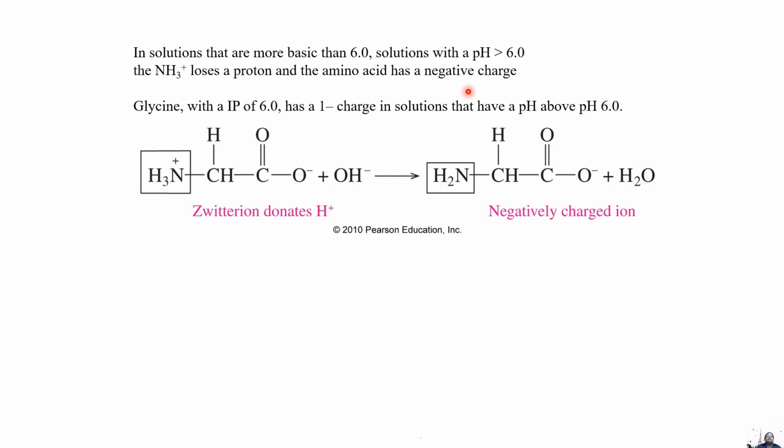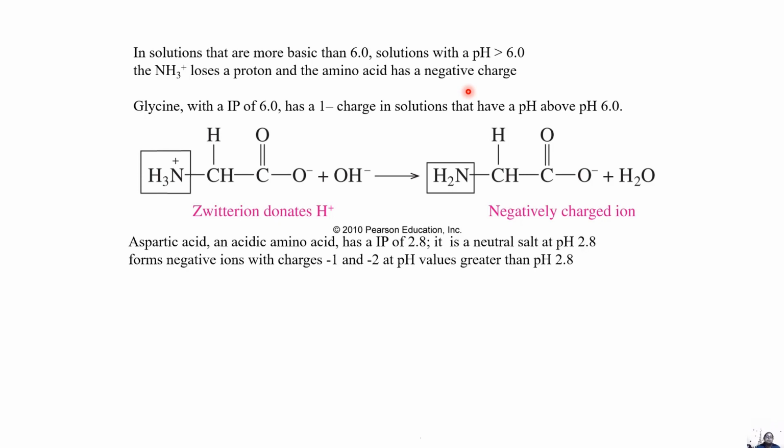In solutions that are more basic than 6, with a pH greater than 6, the NH3+ will lose a proton and the amino acid will have a negative charge. So, for example, glycine with an isoelectric point of 6 has a negative charge in solutions that have a pH above 6. Aspartic acid, which is an acidic amino acid, has an isoelectric point of 2.8. So it is a neutral salt at pH 2.8. It forms negative ions with charges -1 and -2 at pH values greater than 2.8.